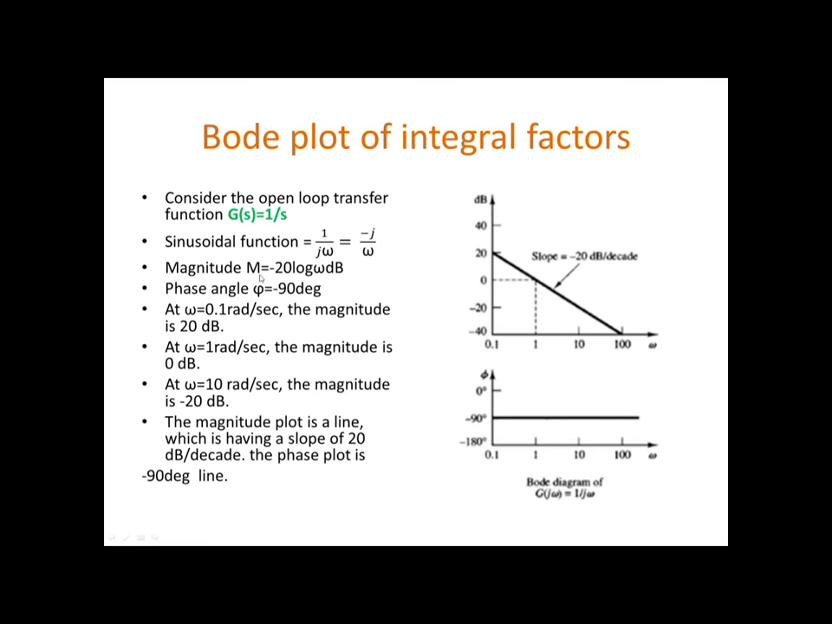And for the phase angle, the phase angle is minus 90 degrees for a single pole. So it will be minus n into 90 degrees. For two poles at origin, the angle will be minus 2 into 90, that is minus 180 degrees. If the power of s is equal to 3, it will be minus 3 into 90, that is minus 270 degrees, and so on. So if we can draw the Bode plot of a single integral factor, then by multiplying it with n, for multiple poles at origin, we can easily find the Bode plot.